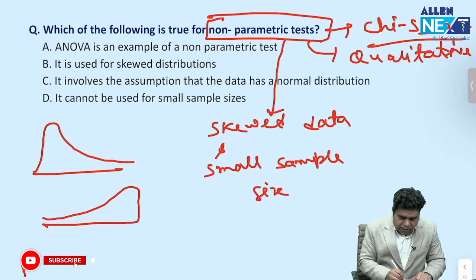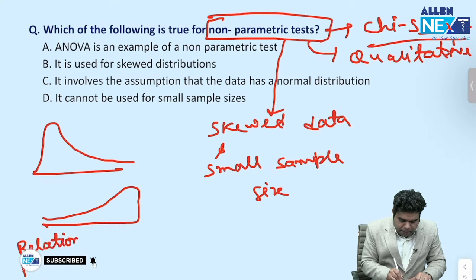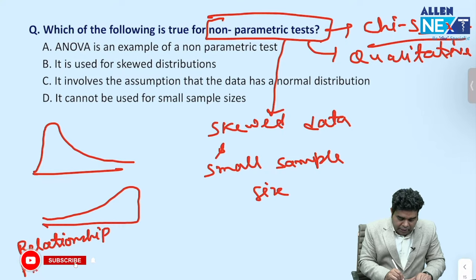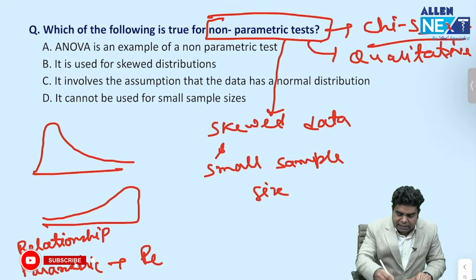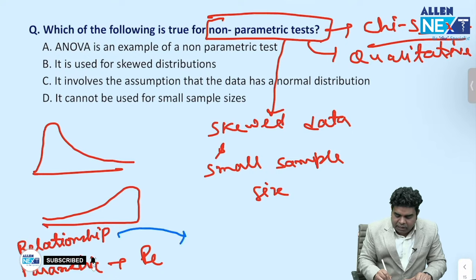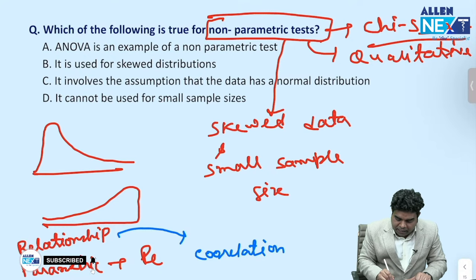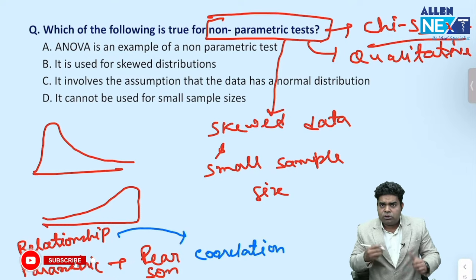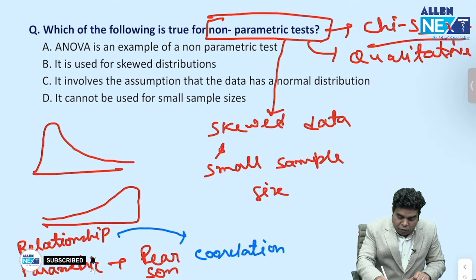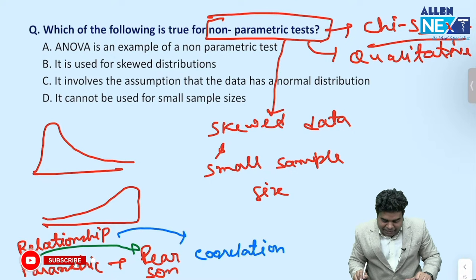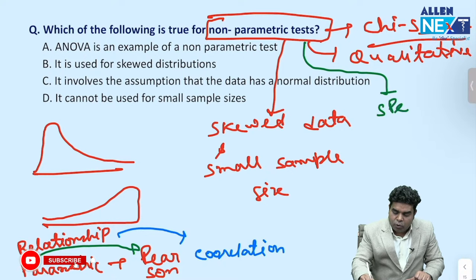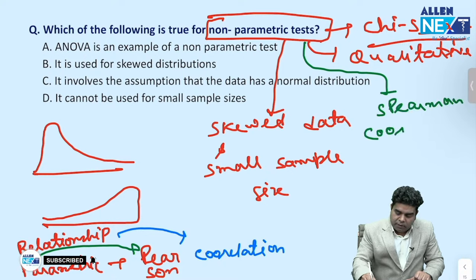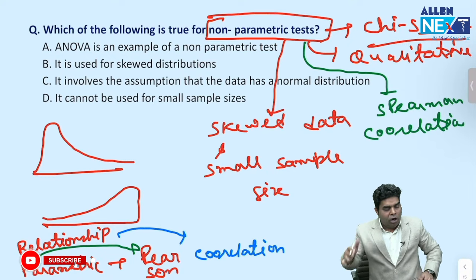One more thing you should know: whenever we want to know the relationship between two quantitative variables, in parametric we apply Pearson correlation. Whenever they ask a question on relationship, relationship is estimated by correlation. So it's so simple: P for parametric, P for Pearson, PP. But if it is a non-parametric test, we have Spearman correlation. This way we can remember and do all the questions on this.